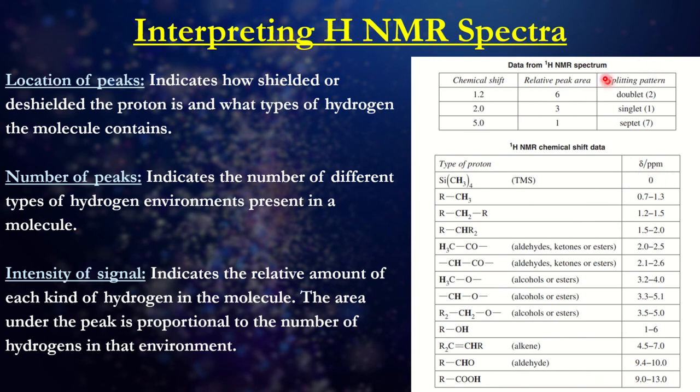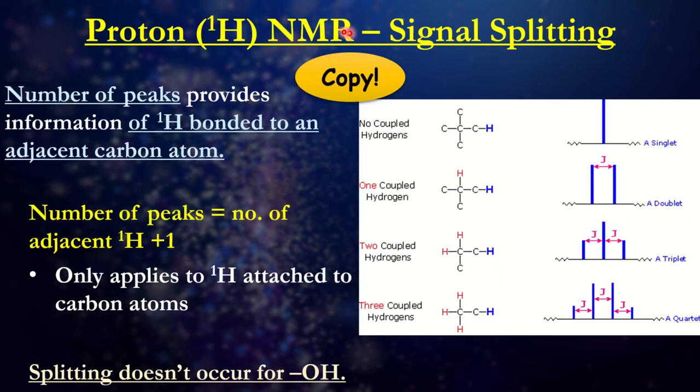What you can also see here is the splitting patterns. So what we talked about, the splitting effect, intensity of the signals, that's what we see here. So depending on the amount of splits that we see, that would represent how many hydrogens potentially there are in the adjacent atoms. Okay, so this is called the signal splitting effect. So the number of peaks provides information of the hydrogen 1 bonded to an adjacent carbon.